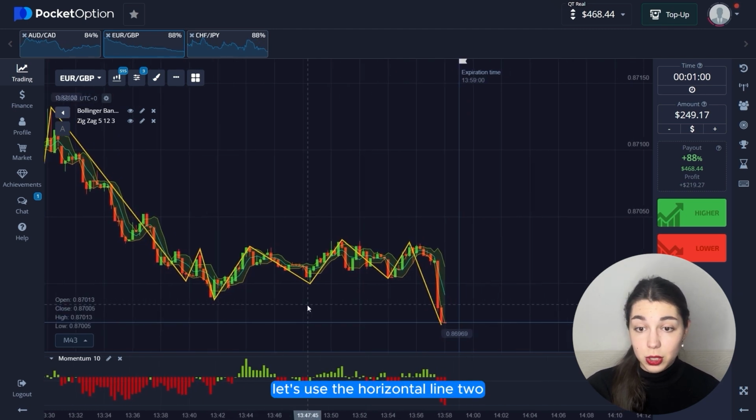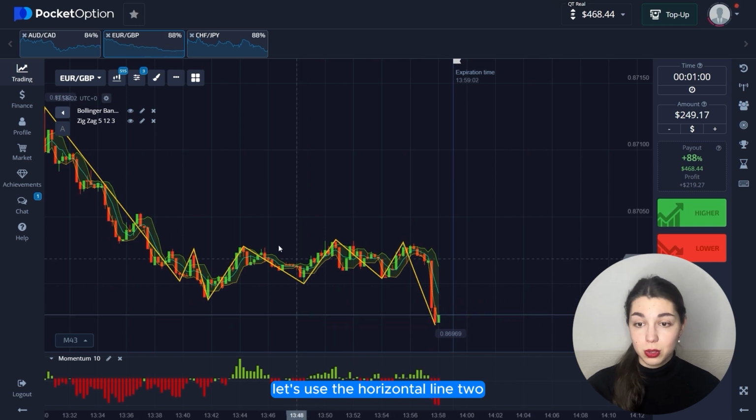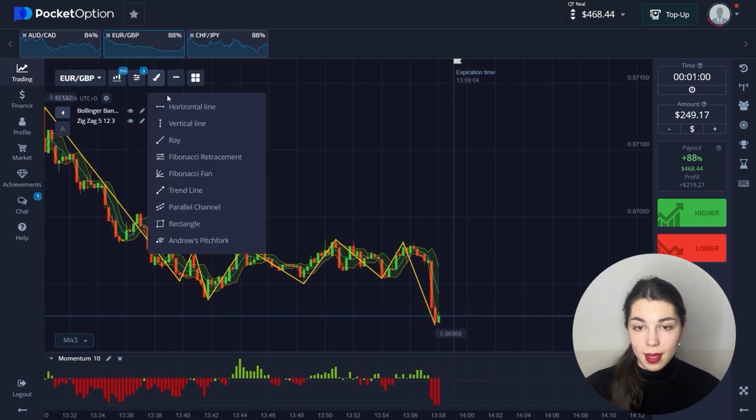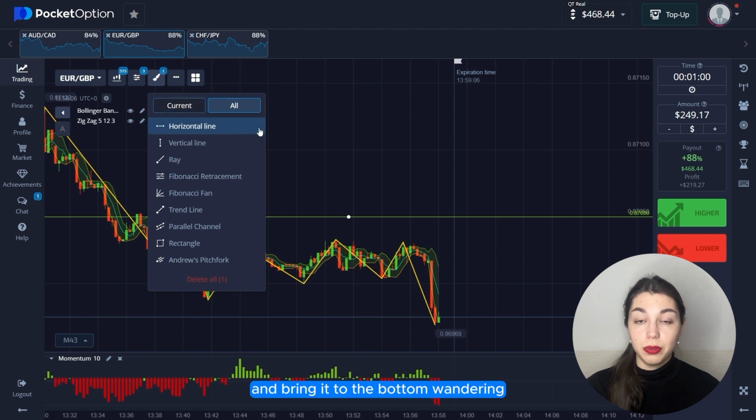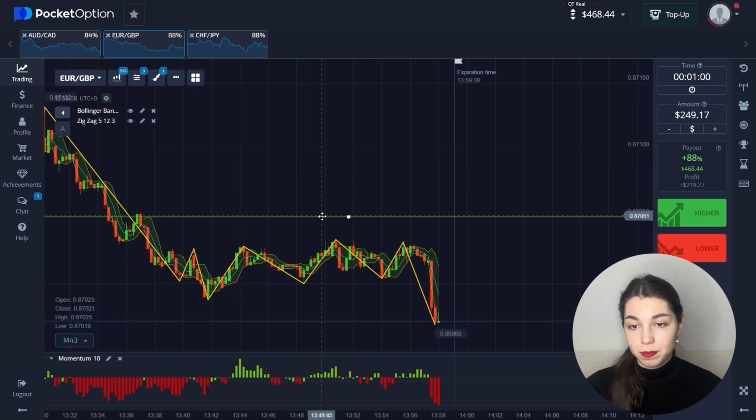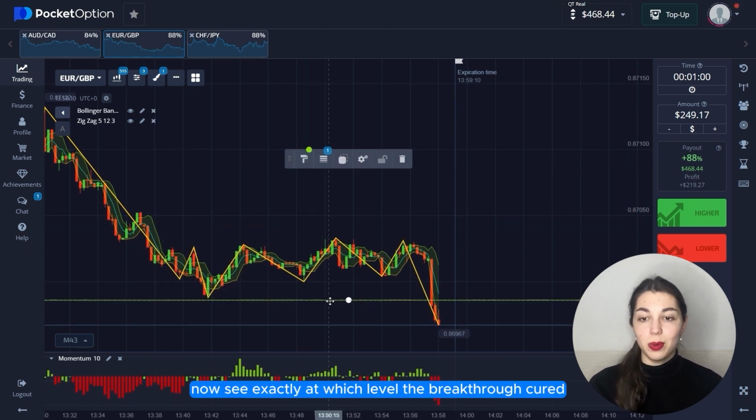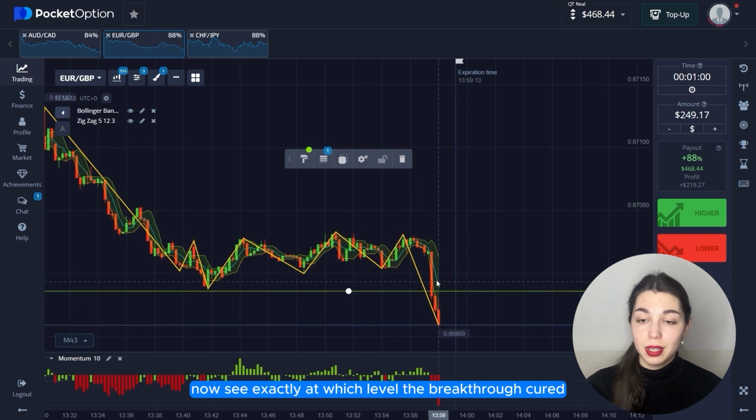For chart data, let's use the horizontal line tool, add it to the chart and bring it to the bottom boundary. Now we see exactly at which level the breakthrough occurred.